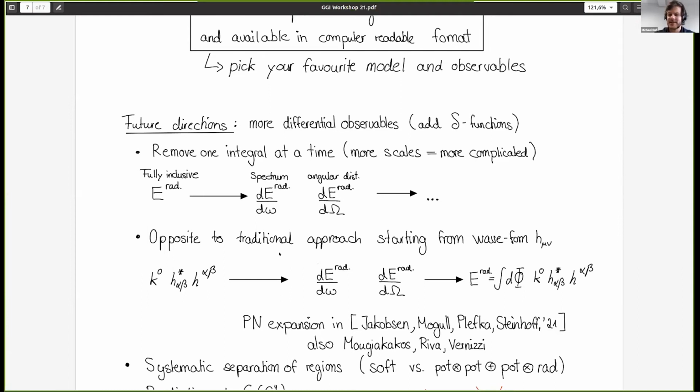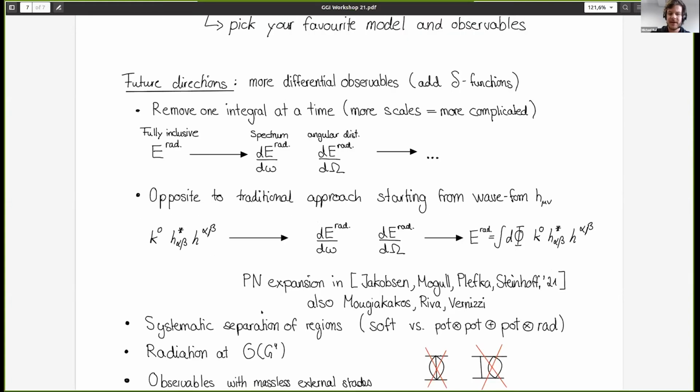This is actually exactly the opposite way of what, for example, Gustav told us, and what we also heard in the other talk earlier today. In a more traditional approach, you would start with the waveform and then add integrations, and for them, performing more and more integrations gets hard. So it would be nice to somehow meet in the middle. And I think, for example, the radiative energy spectrum is quite feasible for us to do.